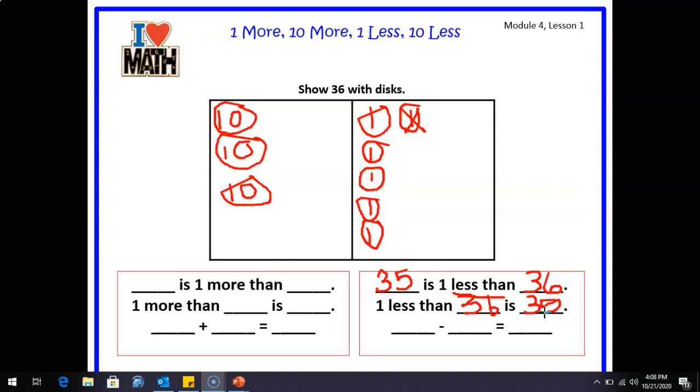Yes, I took away 1 from the ones place. Look at this one, I put an X. So now give me a subtraction sentence starting with 36. So I can say 36 minus 1, because that's how many I took away. I took 1, equals 35. I'm sorry that my handwriting is not the best.